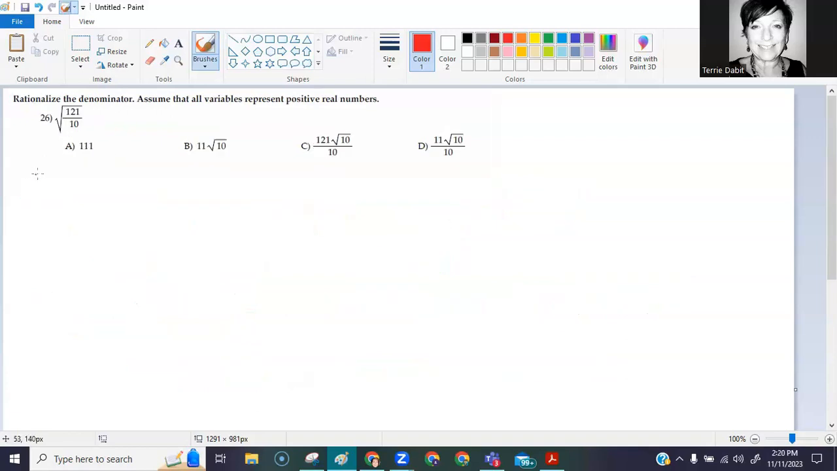Number 26 wants us to rationalize the denominator. All that means is get the radical sign out of the bottom. We have to assume that all variables will be positive real numbers. In this particular problem, we don't have any variables, so don't worry about that part of the instruction because there's no letters on this. But we are not allowed to have a radical 10 in the bottom.